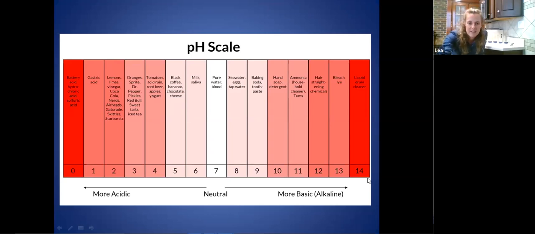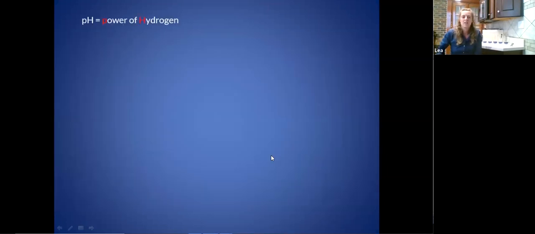So what exactly is pH? We can think of pH as standing for the power of hydrogen. Hydrogen has everything to do with what pH means. pH is essentially a shorthand for the concentration, or the amount, of hydrogen ions in a solution. So what is an ion? An ion is a positively or negatively charged molecule or atom. So how might those be formed?